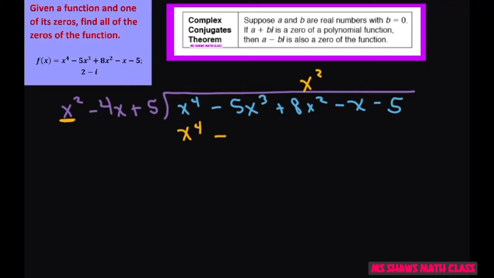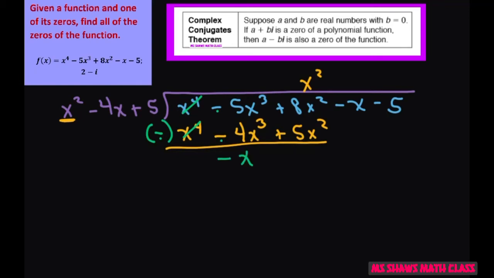Then we're going to have minus 4x cubed plus 5x squared. And then just like with any division, you subtract. I put this in parentheses because I'm subtracting each piece. So x to the 4th goes away. Negative 5 minus a negative 4 is negative 1, so that's going to give you negative x cubed. 8 minus a positive 5 is going to be plus 3x squared. And then we bring down this negative x.